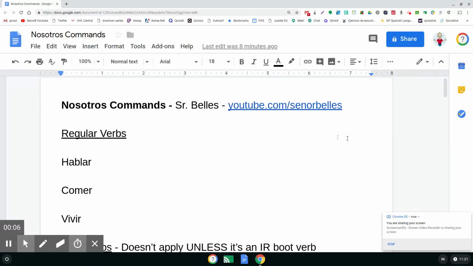This time we're going to be looking at nosotros commands in Spanish, or mandatos de nosotros. These are going to be super easy for you if you have already learned either the usted, ustedes commands, the negative tú commands, or the subjunctive, because you're going to be seeing a lot of similarities. And you're going to kind of just go with the concept of opposites, which is how I teach those aforementioned things.